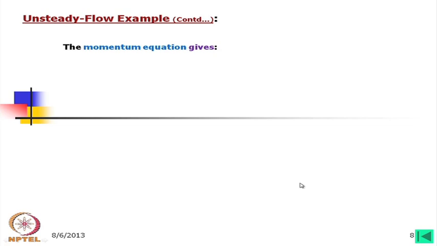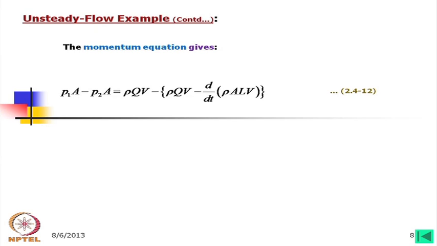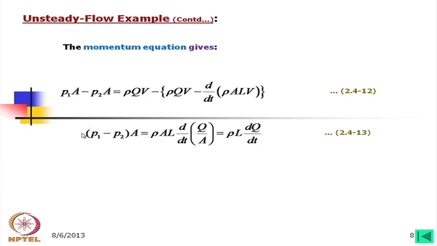Now, the momentum equation gives P1 A minus P2 A is equal to rho Q V minus rho Q V minus d by dt of rho A L V. A into L is the volume, V is the velocity and rho is the density, that is the mass. So, rate of change of mass minus the mass in. Now, this gives clearly (P1 minus P2) into A, that is the force, is equal to rho A L d by dt of Q by A.